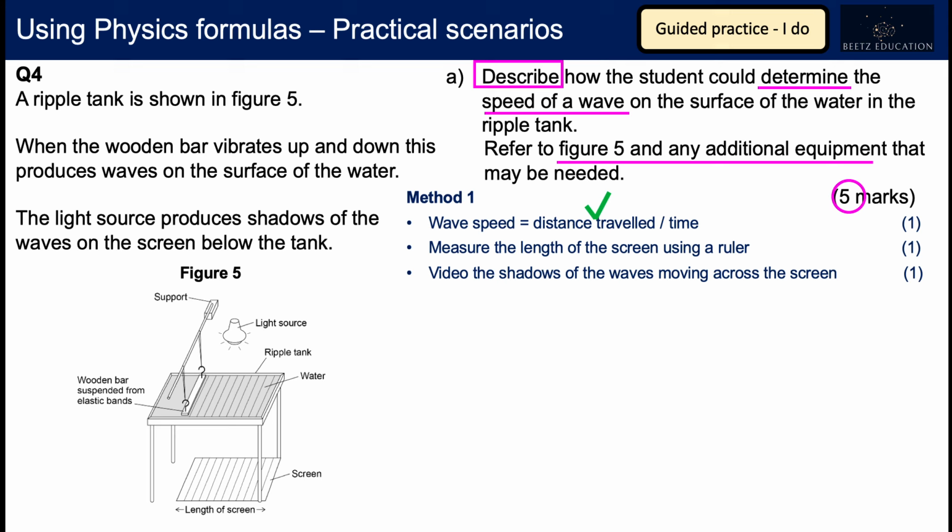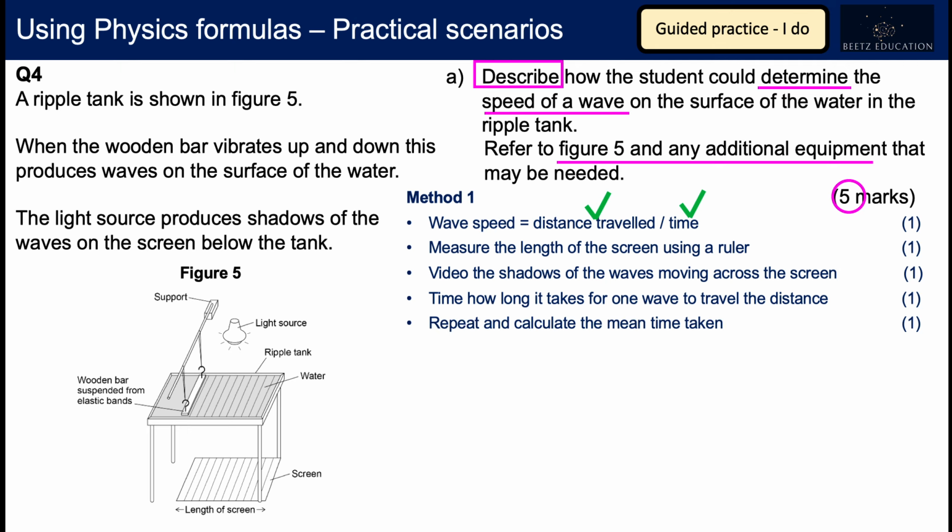Next, I'm going to video the shadows of the waves moving across the screen because it's very difficult to keep track of one wave in live time, even if I am looking at the screen. So I'm going to video it and then I can play that video back as many times as I like and time how long it takes for one wave to travel the distance across that screen. I've mentioned time. I've got 4 marks so far.